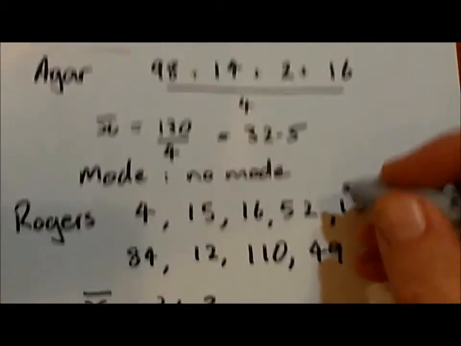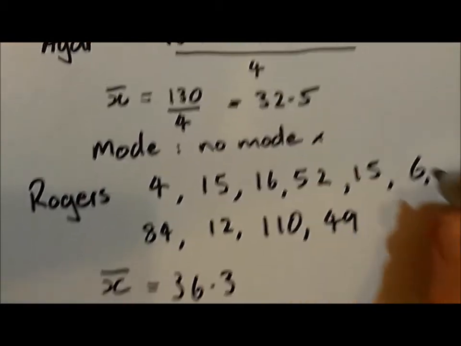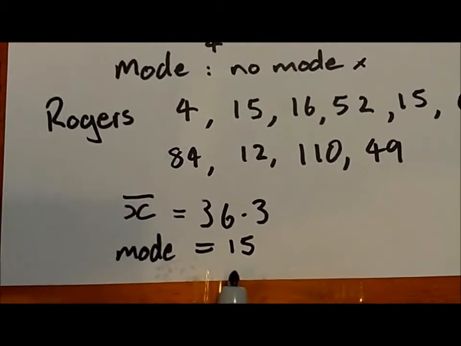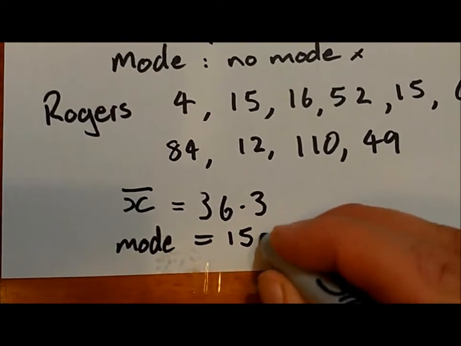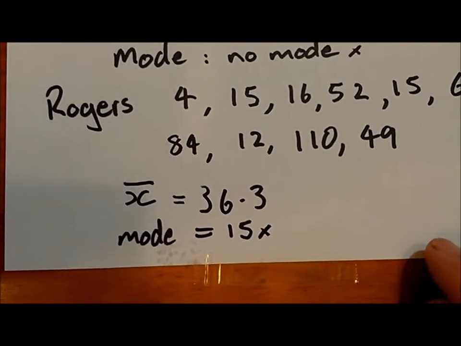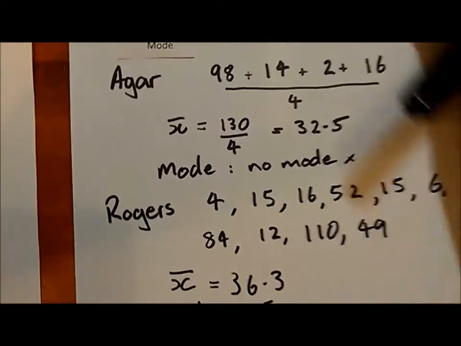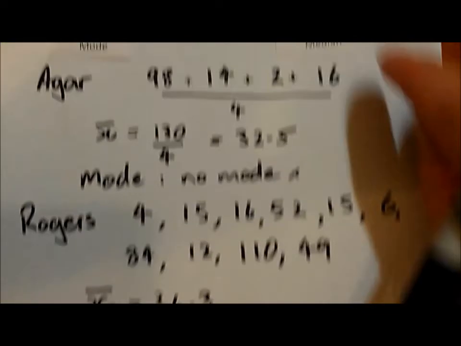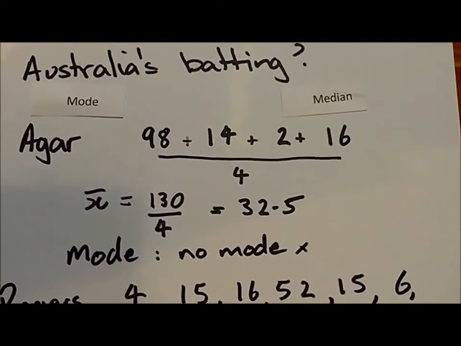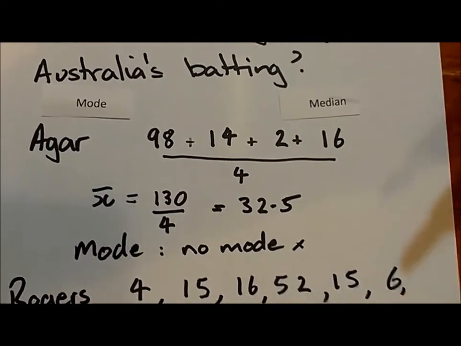Ashton Agar doesn't have a mode, they all occur once only. And Chris Rogers' mode of 15 doesn't necessarily reflect all the other scores he's made. So I'm saying that one's not so reflective. That leaves me one other score to take into account. And that other score is the median. Now the median is the middle score when they're arranged in order.